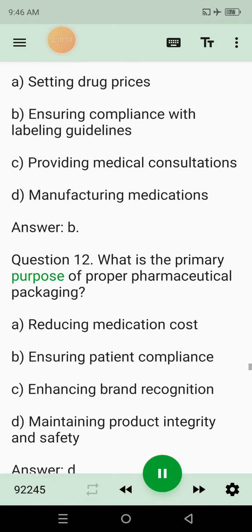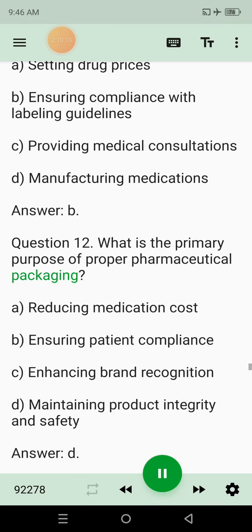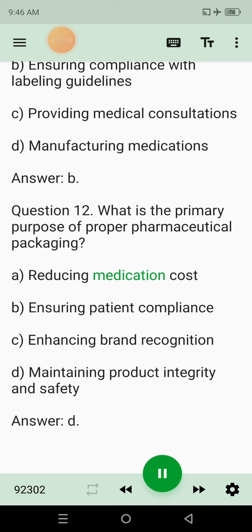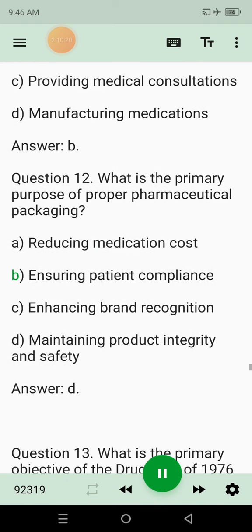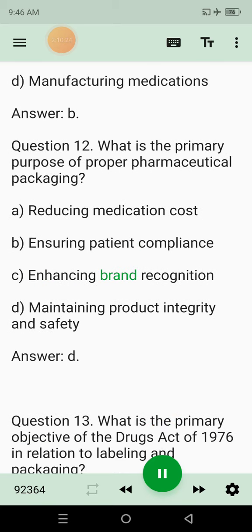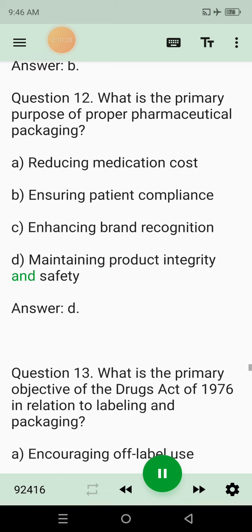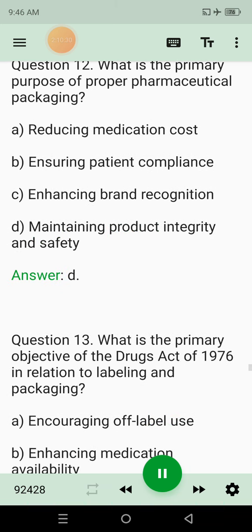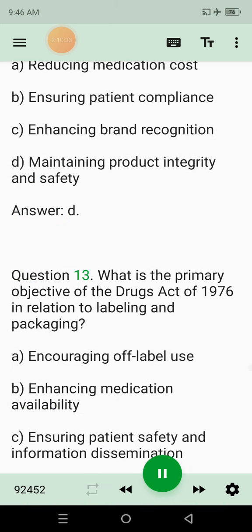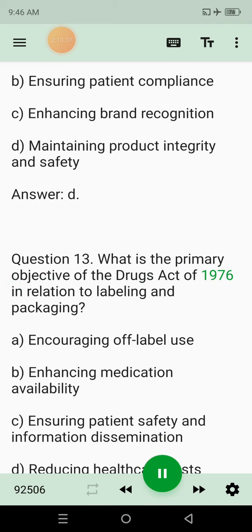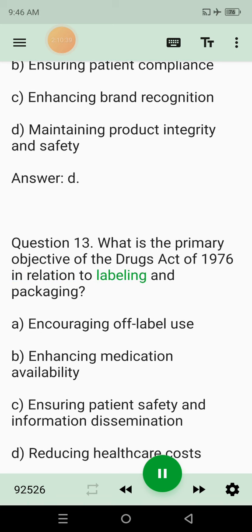Question 12. What is the primary purpose of proper pharmaceutical packaging? A. Reducing medication cost. B. Ensuring patient compliance. C. Enhancing brand recognition. D. Maintaining product integrity and safety. Answer. D.